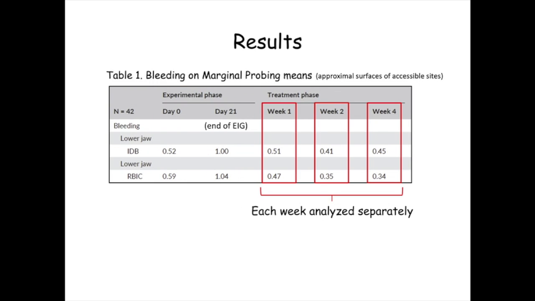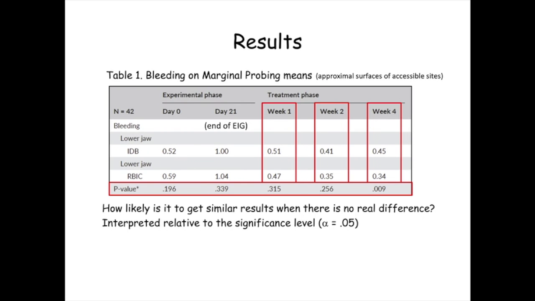During the treatment phase, differences were analyzed at each week. This last row shows p-values, expressed as a proportion or probability. The p-value indicates how likely it would be to see a sample difference of this magnitude when there is no true difference between treatments. They are interpreted relative to the significance level.